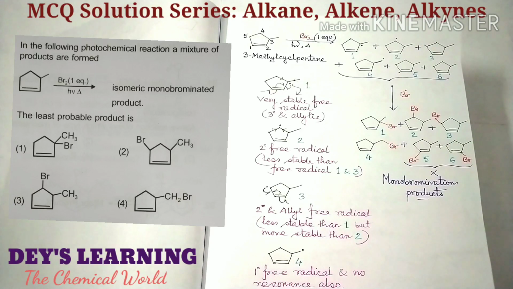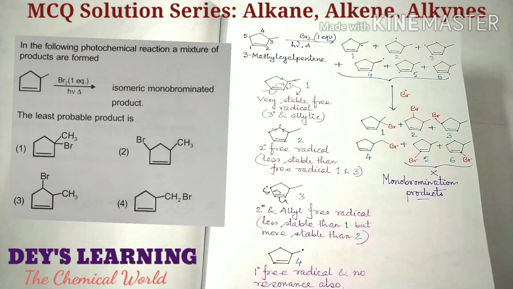In this problem the 3-methyl cyclopentene molecule is given, and this molecule is treated with one equivalent of bromine in presence of light energy or heat. Now our question is, which will be the least probable product among the given four?